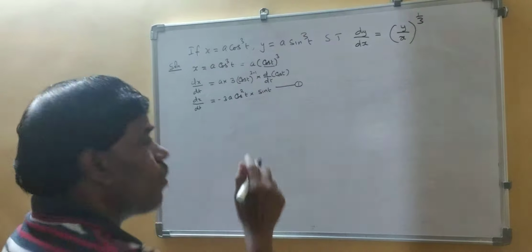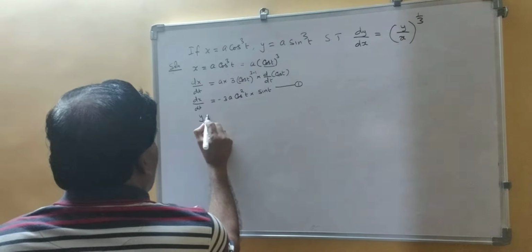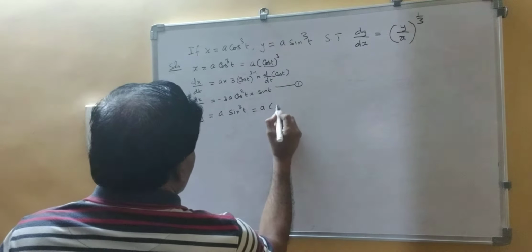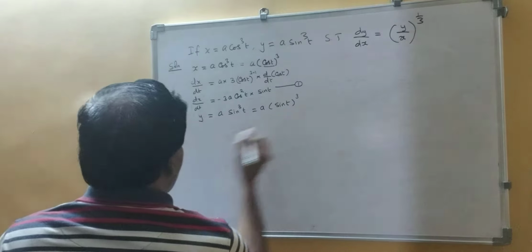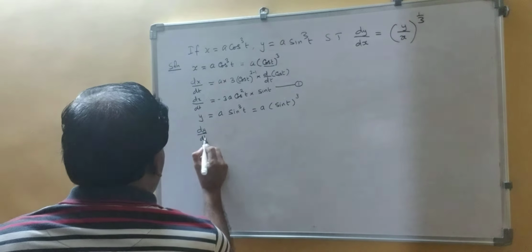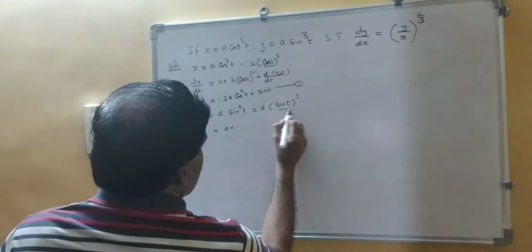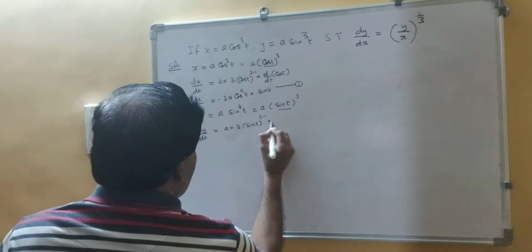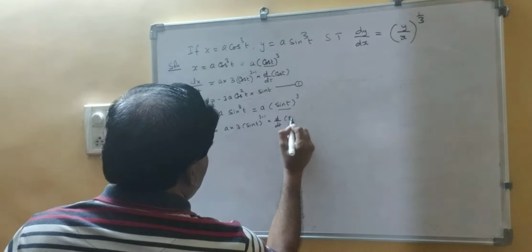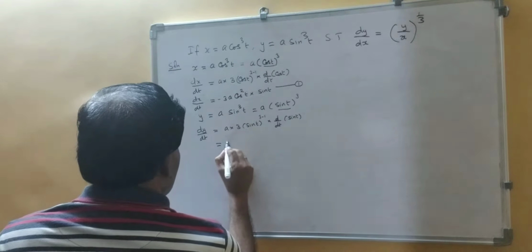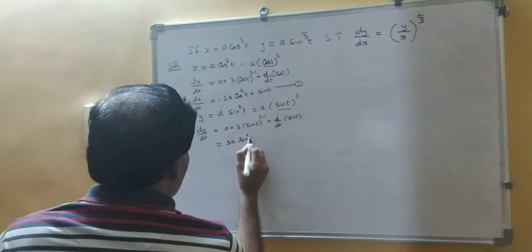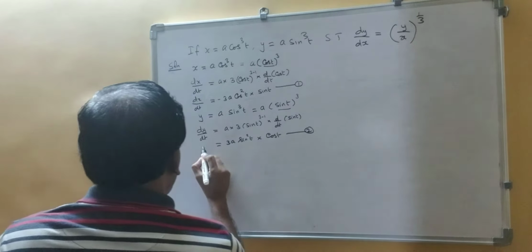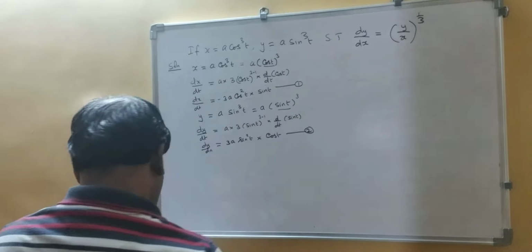In a similar way, we have to do y also. y = a sin³t = a into (sin t) the whole cube. So dy/dt = a into, by the x to the power n formula, 3 into sin²t (3 minus 1) into the derivative of sin t. So it is equal to 3a sin²t into, what is the derivative of sin t? Cos t. Now, listen very carefully. This is one of the important sums.